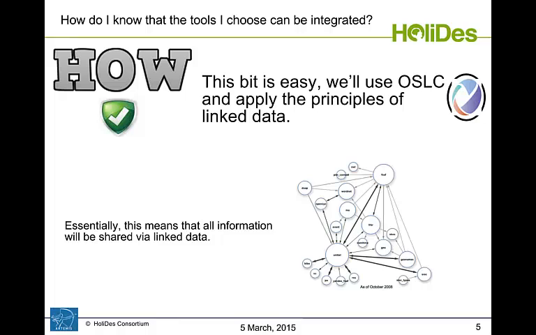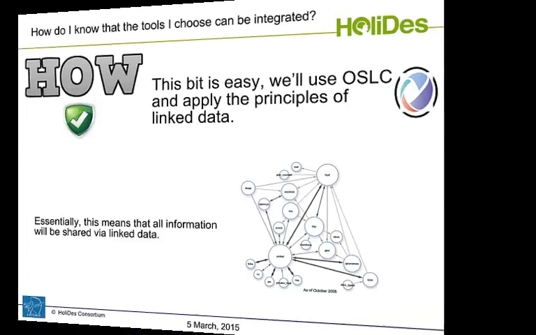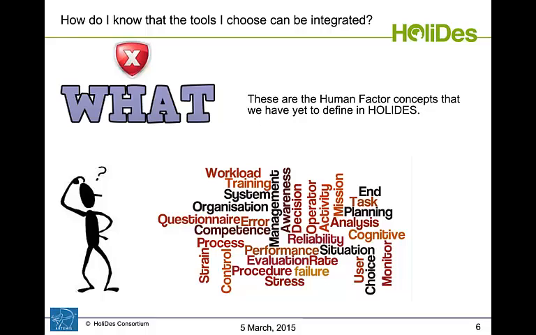The how part of the collaboration is the easier area to address, because for that we can use OSLC, or Open Services for Lifecycle Collaboration. OSLC is an open consortium that takes the principles that made the Internet so successful and applies them to systems engineering. That means all engineering data will be shared using RDF XML and will be made available using a RESTful interface accessible with HTTP.